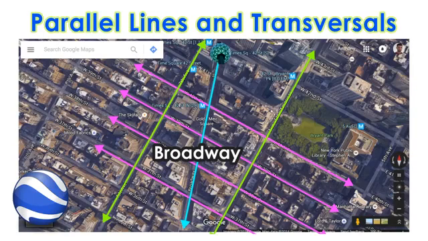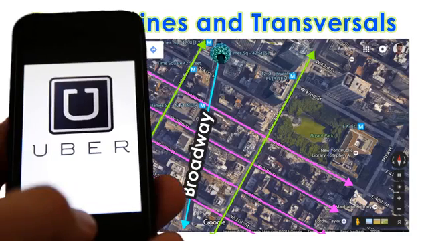And Broadway is unique because it does not run parallel to any of the other streets on the grid. And when parallel lines are cut by transversals, like in the case of the street map, we have some very unique and characteristic angle relationships which we are going to go ahead and explore further in this lesson. So let's call an Uber and get out of the city.